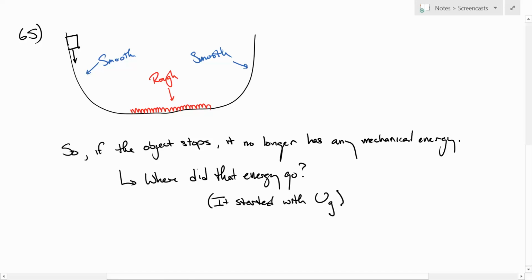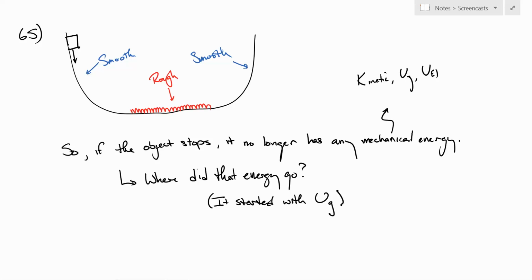So if the object stops, it no longer has mechanical energy. When I say mechanical energy, we're talking kinetic, gravitational potential, elastic potential. Those are our basic kinds of mechanical energy. The kind due to macroscopic configuration, that are conservative potentials, basically. You can do nice things with them.